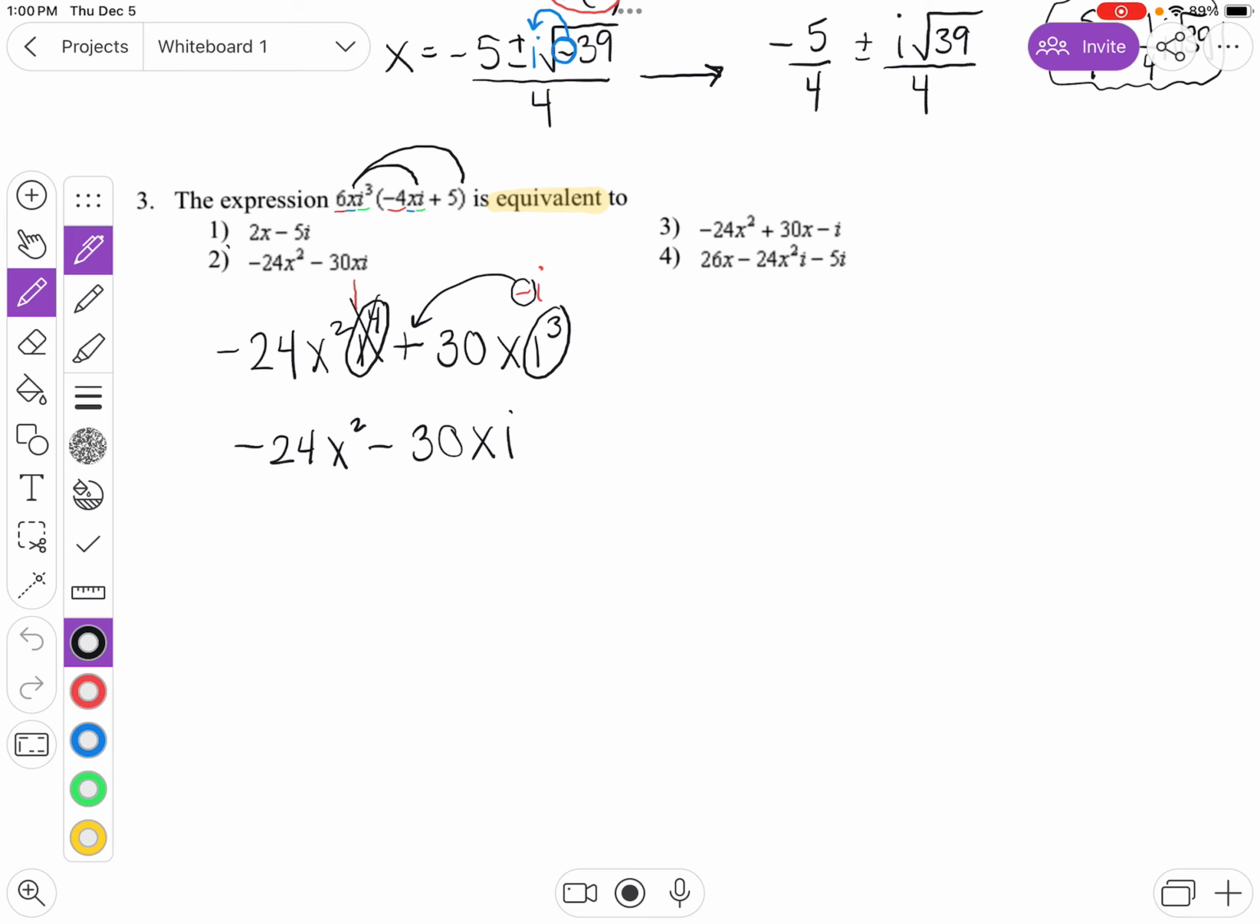So what you'll notice is that 2 is the right answer, and if I were you, I would just double check that this is equivalent to this.